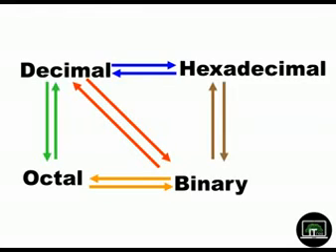In the next lesson, we will be learning about these conversions. How to convert decimal to binary, binary to decimal. Decimal to octal, octal to decimal. Decimal to hexadecimal, hexadecimal to decimal. Then we will learn how to convert numbers from binary to octal and octal to binary. Then binary to hexadecimal and hexadecimal to binary.